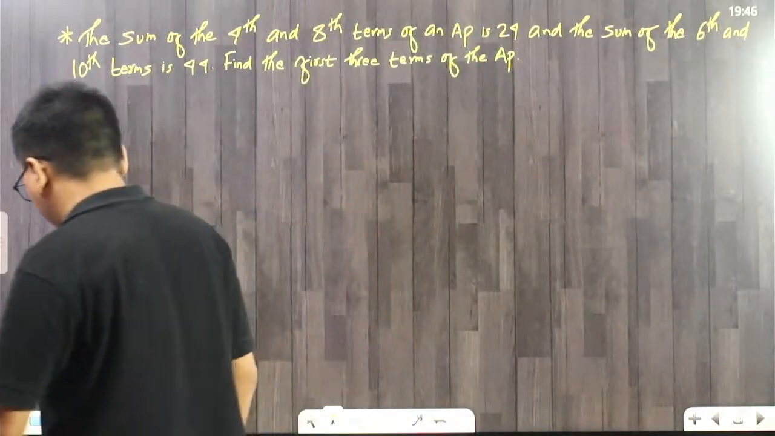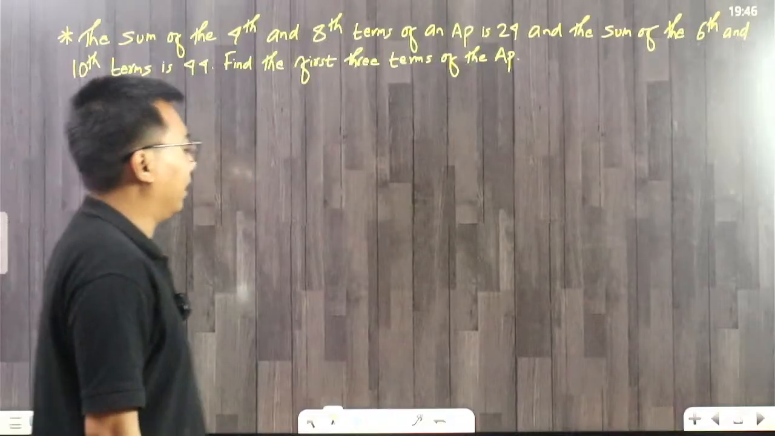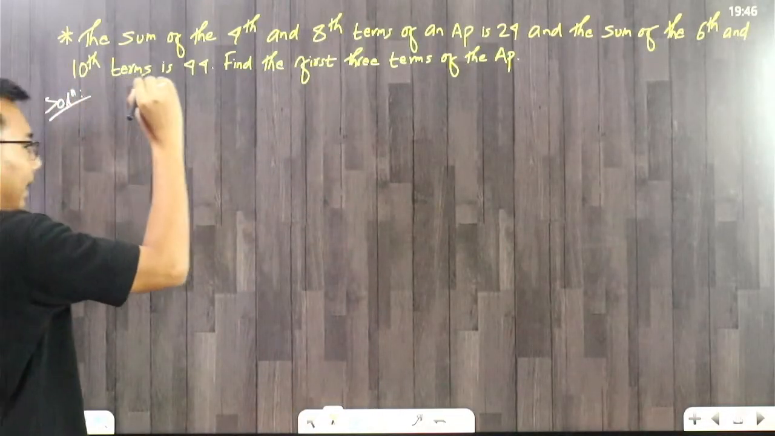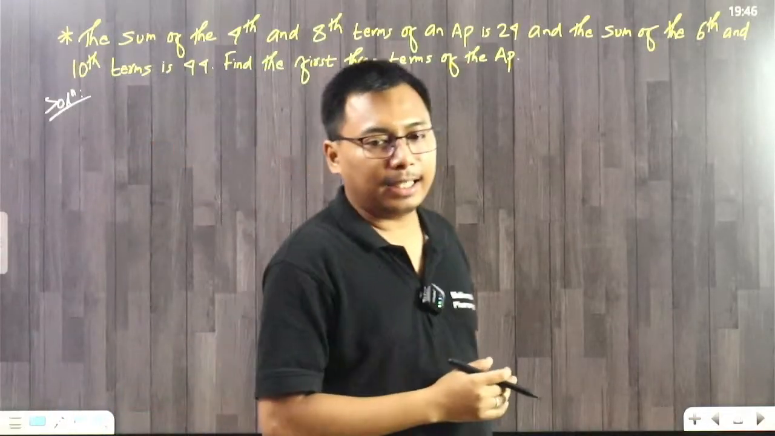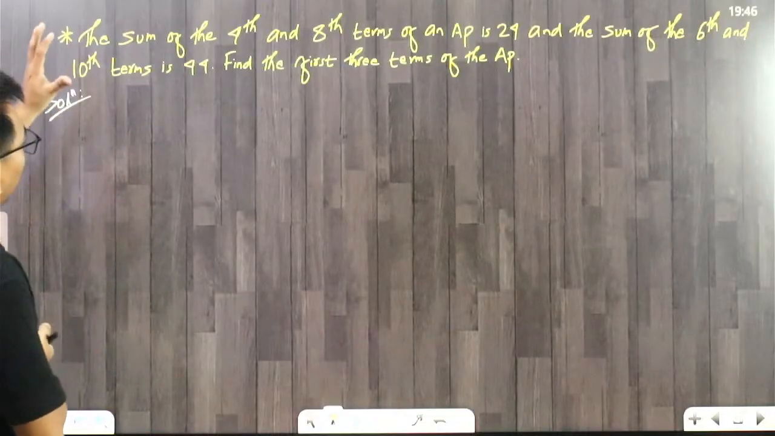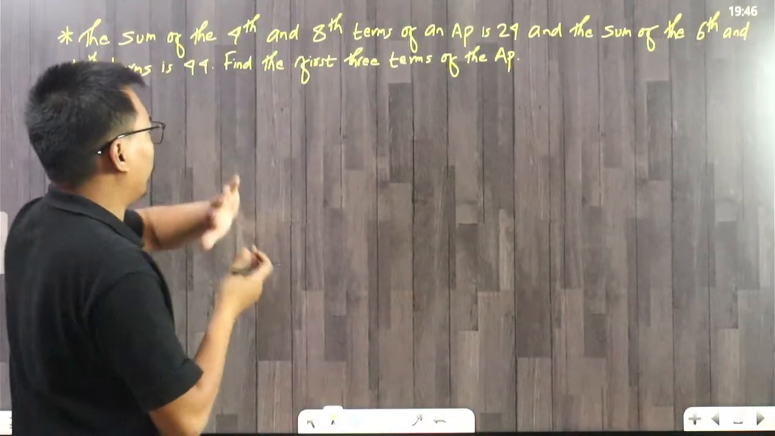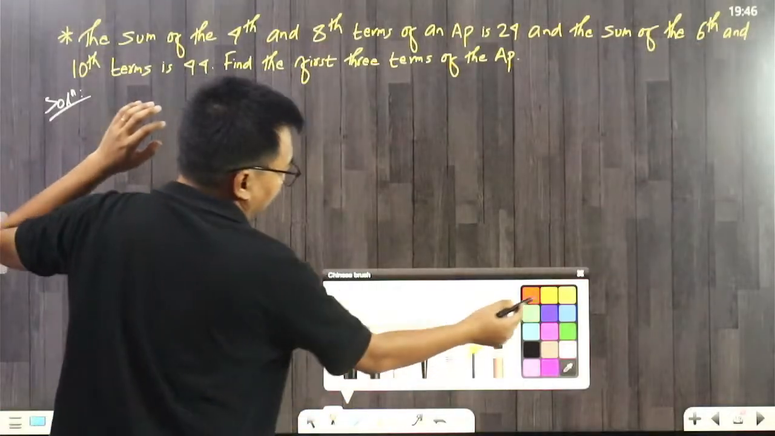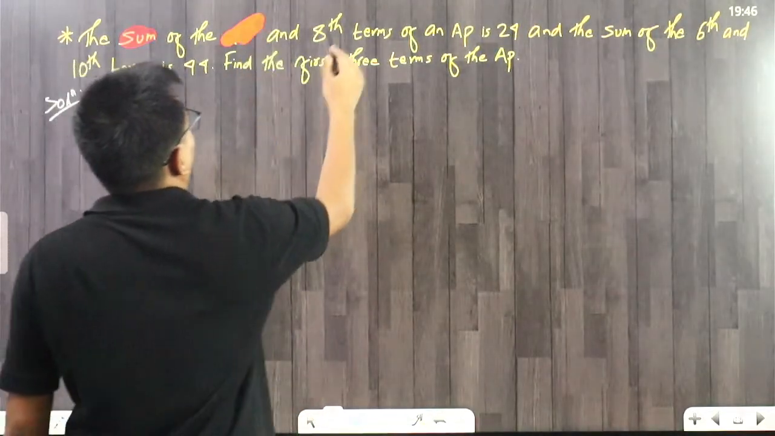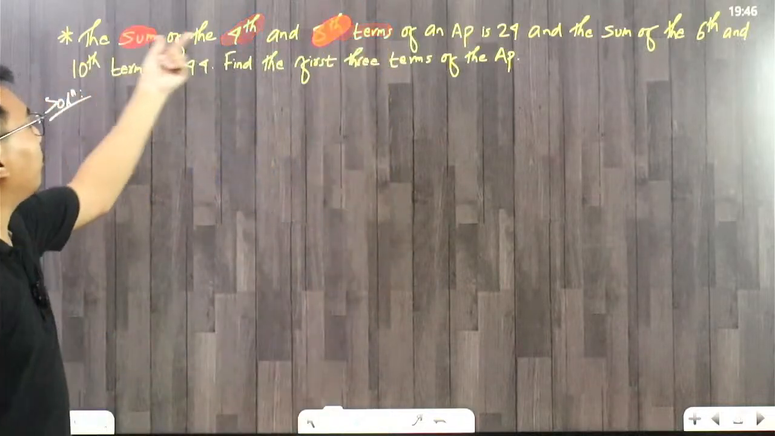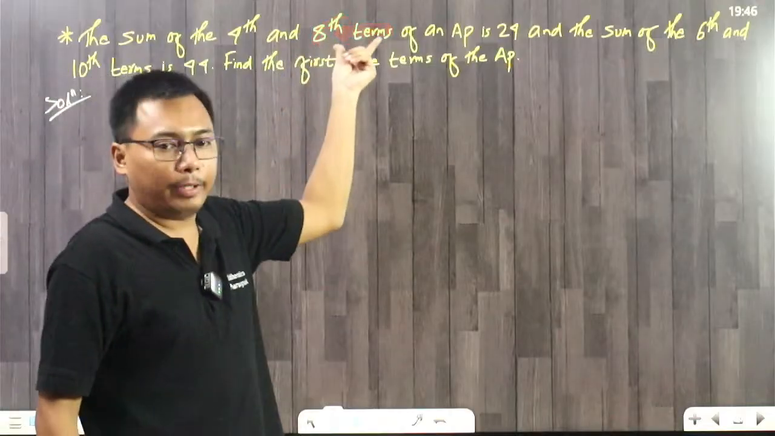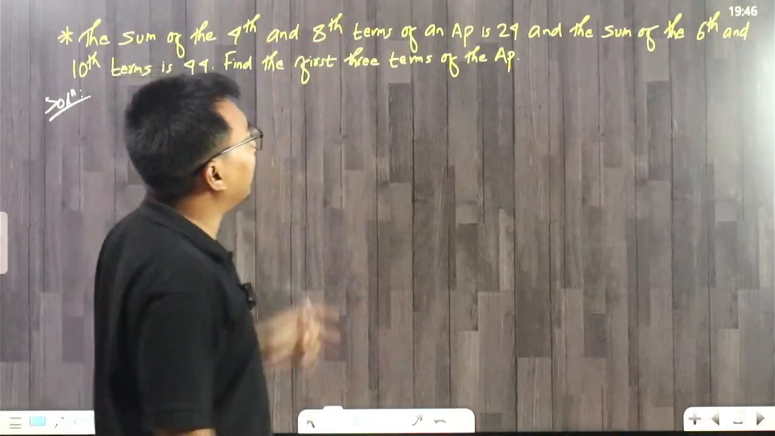Here we have our next question. What is this question asking us? Let's read it. The sum of the fourth and eighth terms. What is the meaning of sum? Addition, right? Sum means addition. Sum of the fourth and eighth terms, which means A4 plus A8 is giving you 24.